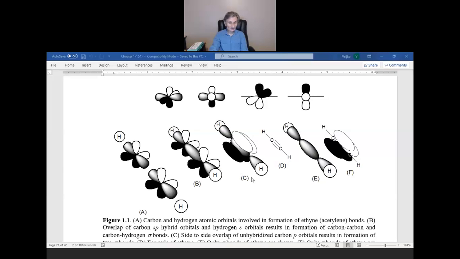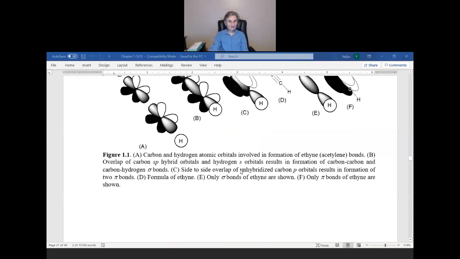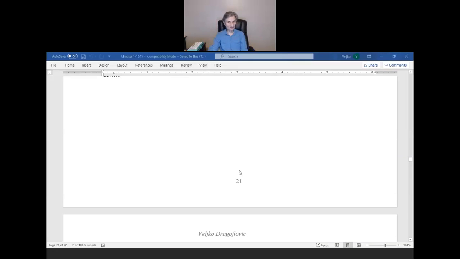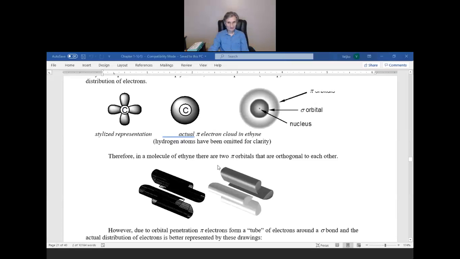Now it would appear that we have two distinct pi orbitals at 90 degrees to each other, but actually a triple bond is fundamentally different from a double bond, where you really have that side-to-side overlap. In a triple bond, actually, the pi orbitals penetrate each other.